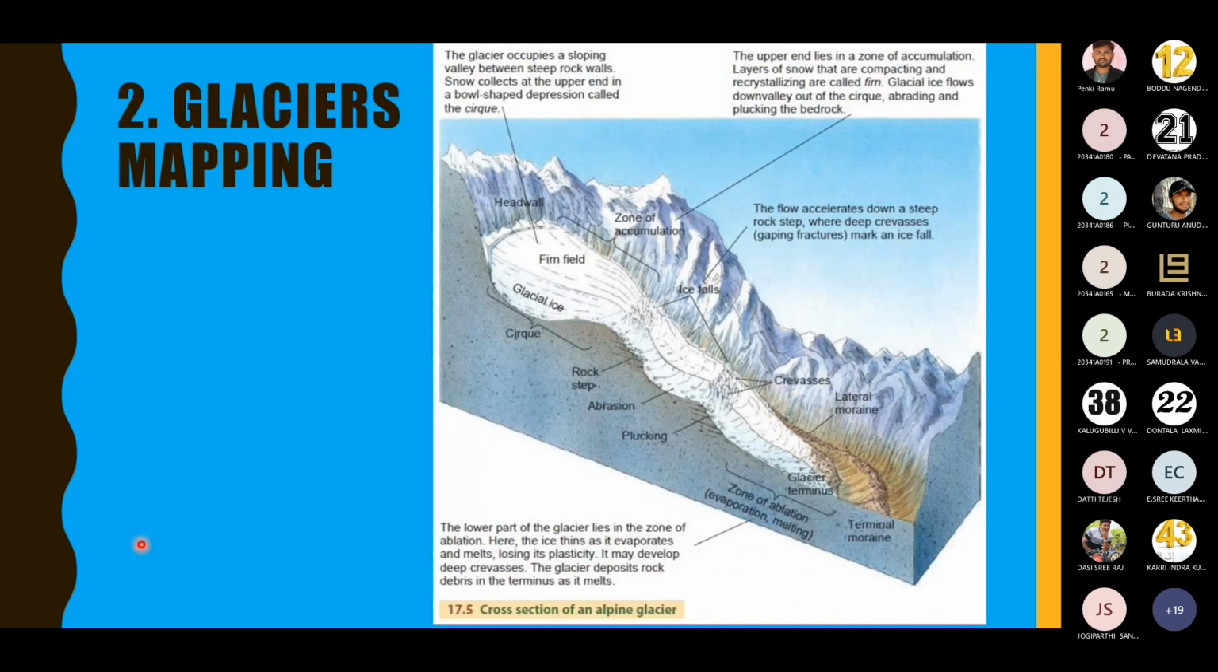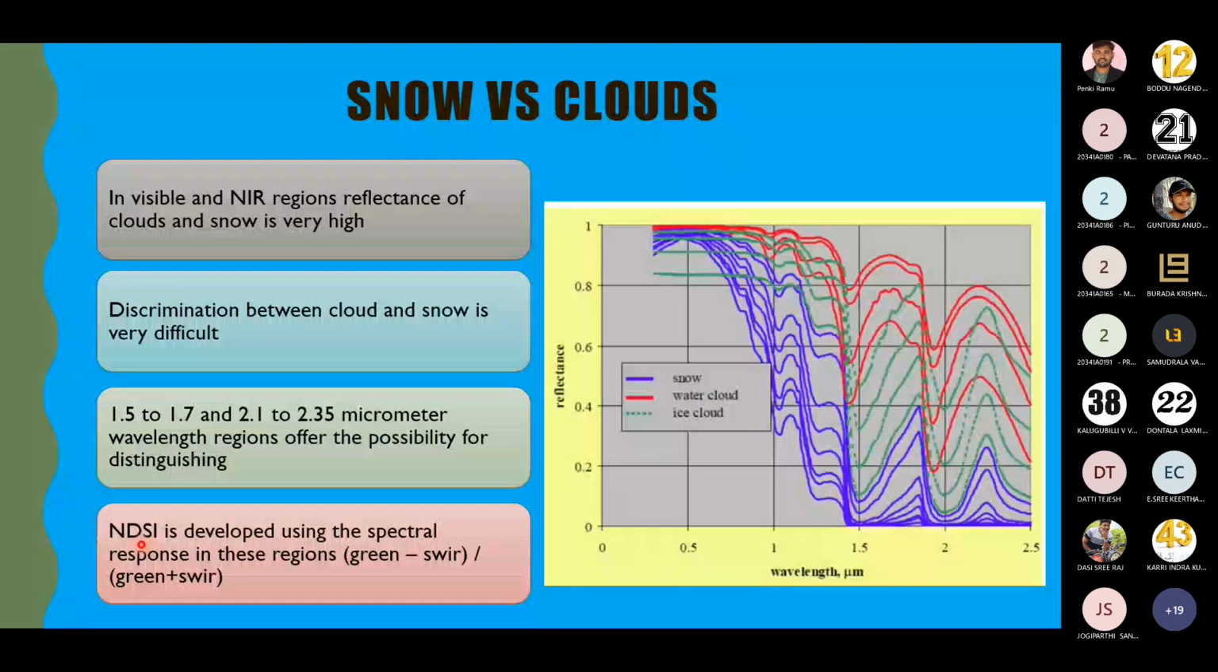So like I said, we can use NDSI technique to differentiate between snow and cloud. So here if you see this picture, between 1.5 to 1.7 and 2.1 to 2.35 micrometer, in this region, snow is present in the form of blue lines here. Snow reflectance is depicted by these blue curves, ice clouds are depicted by these green curves, and water clouds are depicted by these red lines.